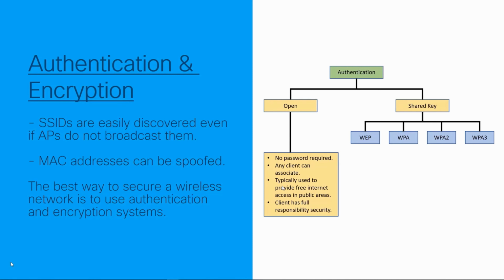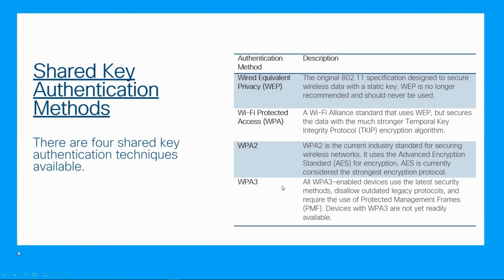With shared key authentication, we have a mechanism such as WEP, WPA, WPA2, and WPA3 to authenticate and also encrypt data between the wireless client and the access point. The concern here is that the password must be pre-shared between both parties to connect to the network. Within the shared key authentication methods category, we've got 4 different techniques available. We have WEP, Wired Equivalent Privacy.